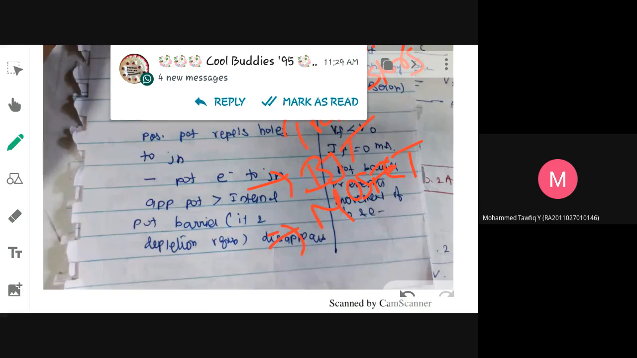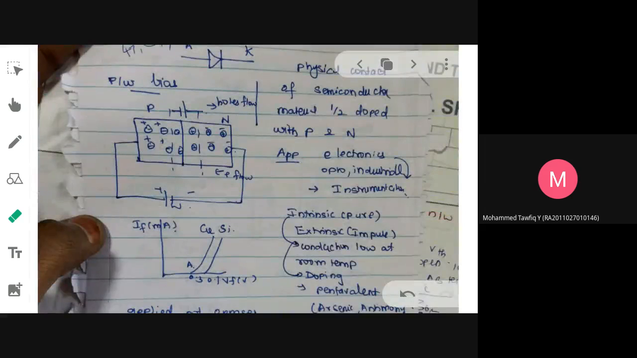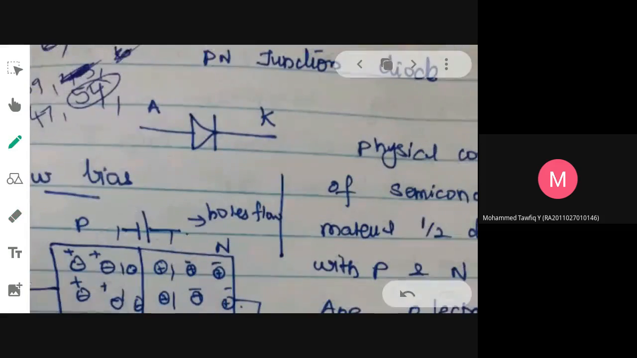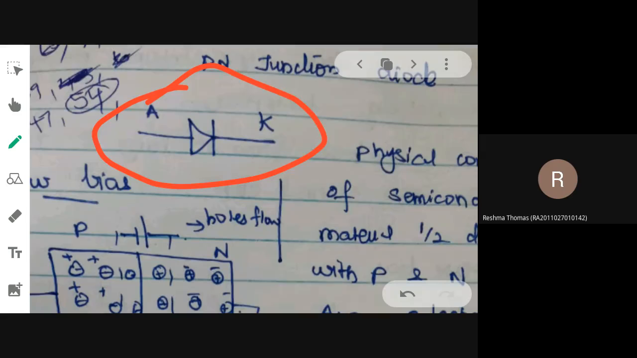So first let us begin with the PN junction diode. So this is the symbolic representation for which diode? PN junction diode. This is a very basic semiconductor device. From this only all the other devices were developed. So this is called a PN junction diode.